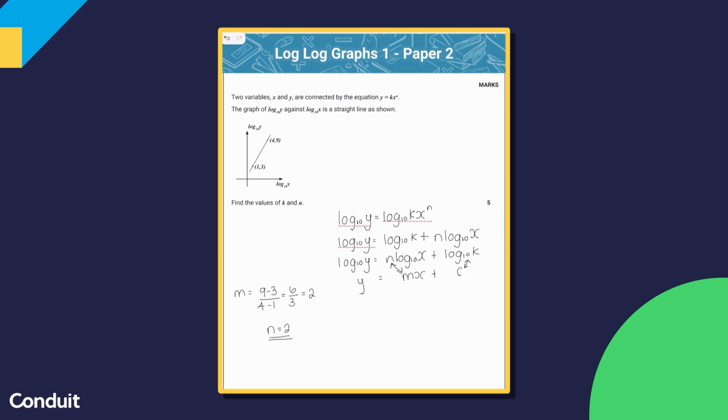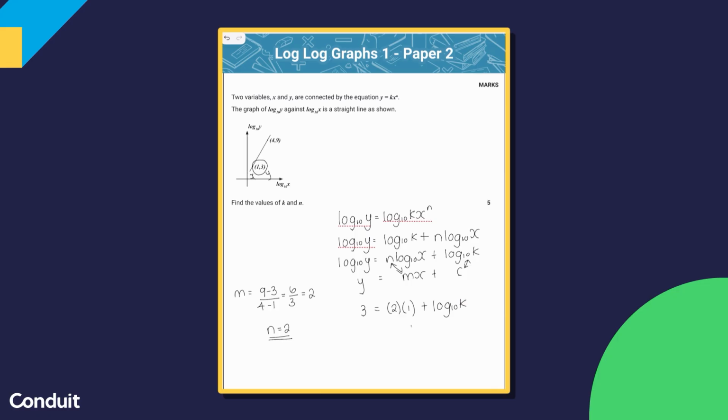I then need to calculate my y-intercept. To do that, I'm going to pick one coordinate and I'm going to stick with that consistently. I'm going to choose 1, 3, just because they're lower numbers and a little bit easier to work with. So I know that 1 is my x coordinate and 3 is my y coordinate. If I substitute these in, I get 3 equals my gradient, which is 2, times my x coordinate, which is 1, plus log to the base 10 of k, which is my y-intercept.